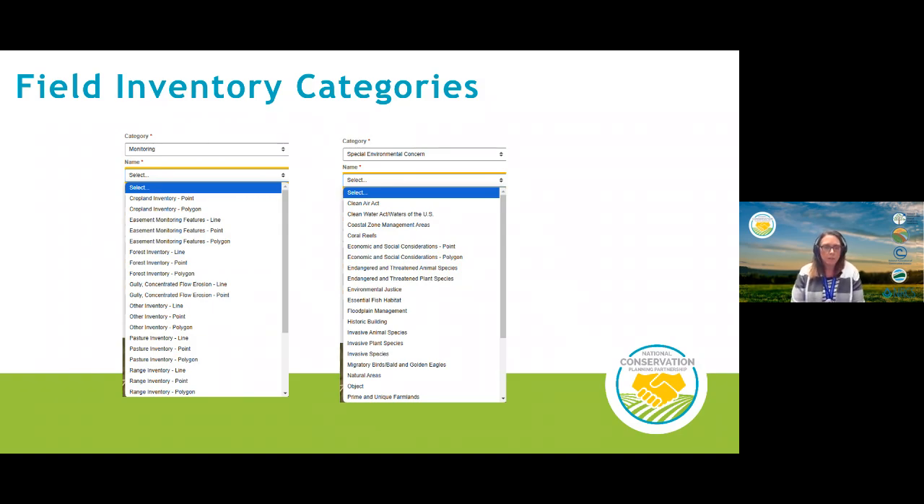Now, if you'll notice under monitoring, and it goes with all of them, there's an other inventory, there's a line, a point, and a polygon. So if you decide there's a feature out there that goes under one of these specific categories that's not already listed, the user does have the option to enter that in, as well as the note or description for that.